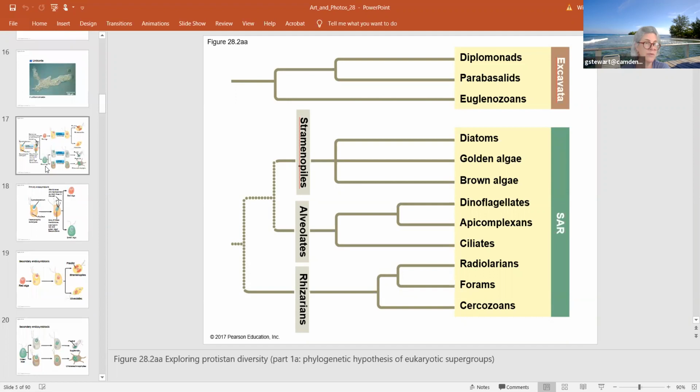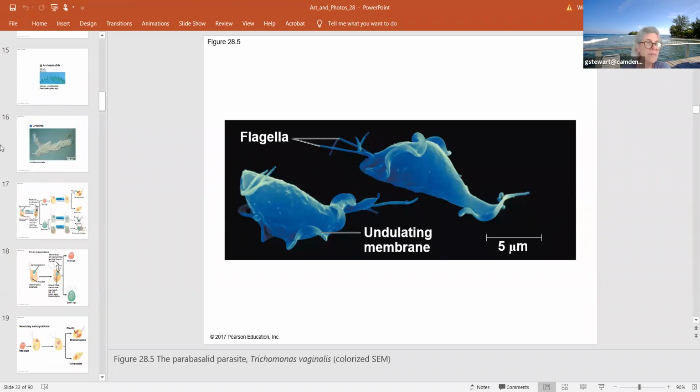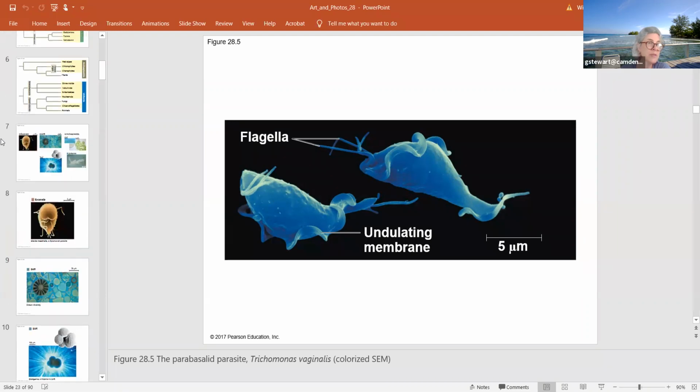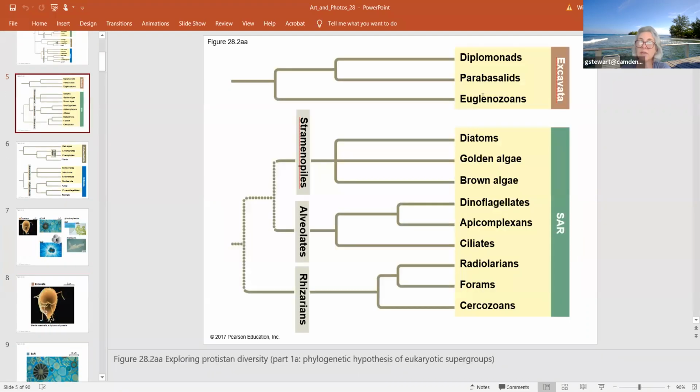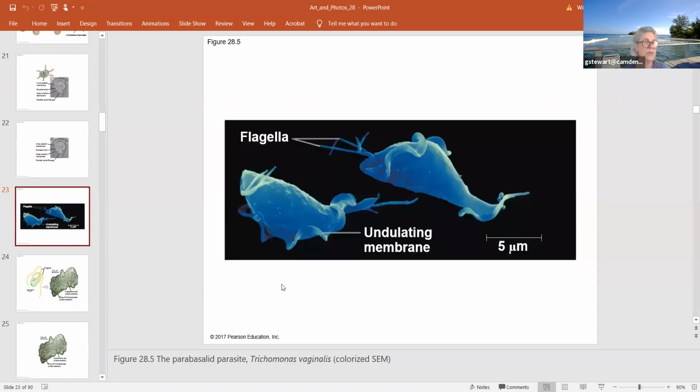Probably a picture of, there it is. So here's the undulating membrane. That's one of the stellar characteristics of Trichomonas. And so in addition to flagella, they use this undulating membrane that kind of moves in a wave in order to infect and swim. And then I think one of the more interesting groups out of the Excavata are the euglenozoans. And these are going to include the kinetoplastids, which are trypanosomes, and the euglenids. Did I show you a picture of a trypanosome there instead of, no, it was Trichomonas. Okay.